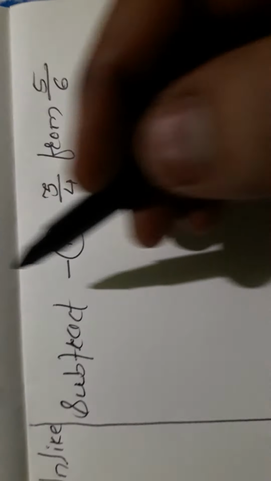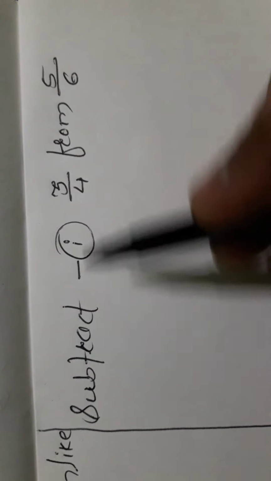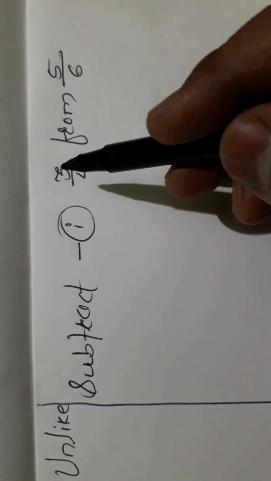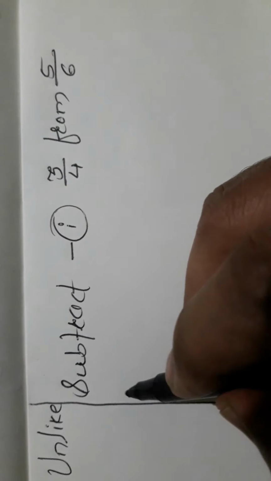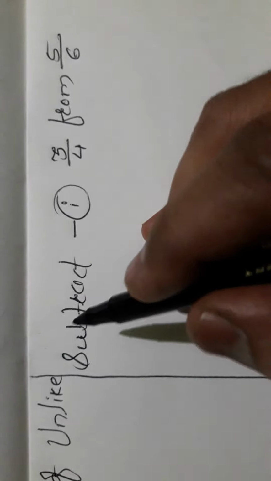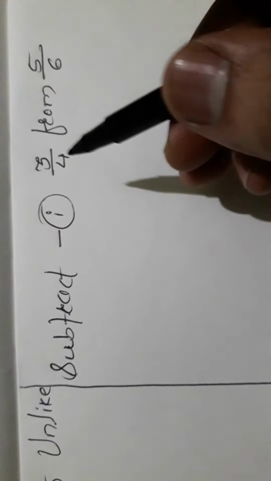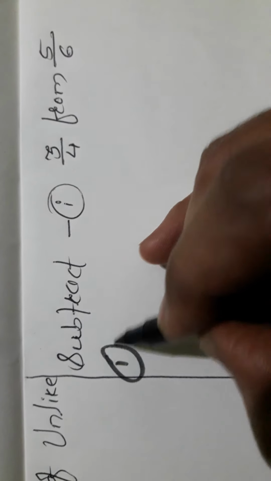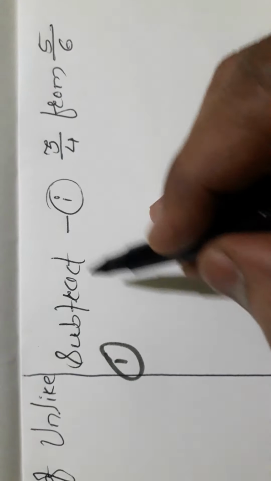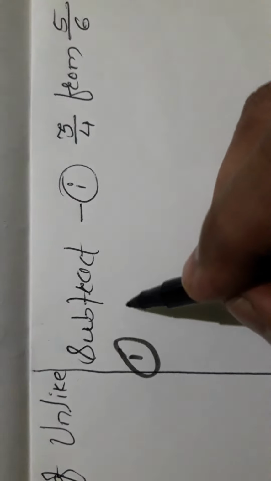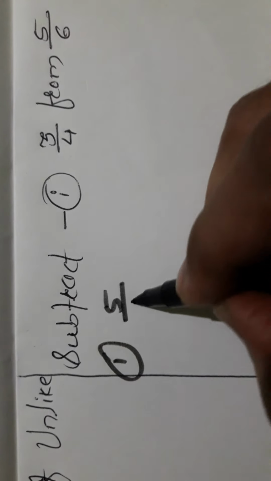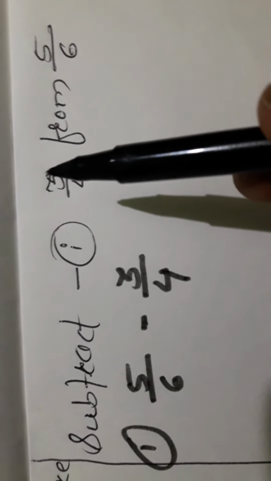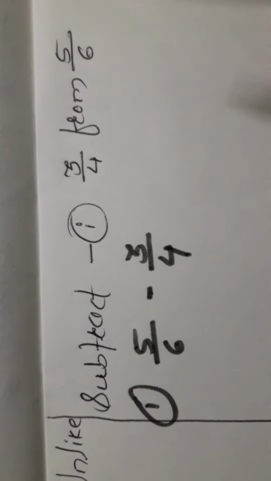Now see here, what is the given question? Subtract 3 upon 4 from 5 upon 6. Meaning we have to subtract this fraction from this fraction. Okay. First of all I will show it using cross multiplication, and after that I will show it using LCM. Here also there are different fractions with different denominators. Look here. Subtract 3 upon 4 from 5 upon 6. What will be the question? 5 upon 6 minus 3 upon 4, because in the question it is given that you have to subtract this from this one.